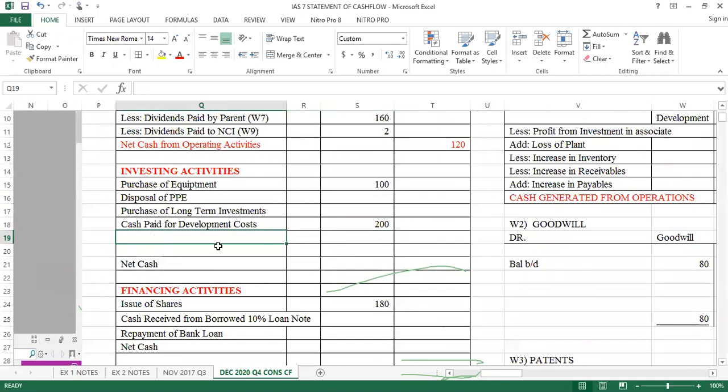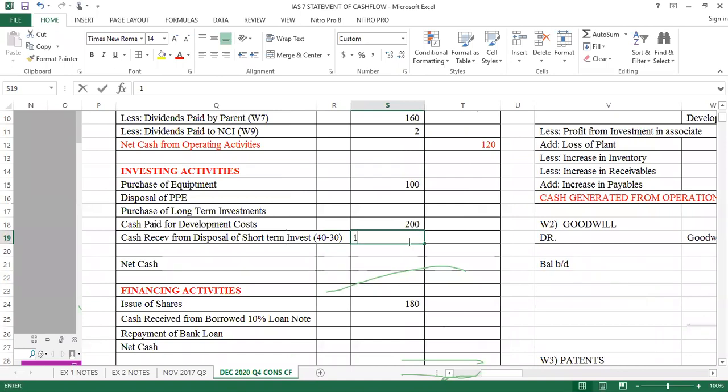So you see the importance of leaving that space. Cash received from disposal of short-term investment. It is 40 million minus 30 million. How much is that? Whatever value you get, it is 10 million.